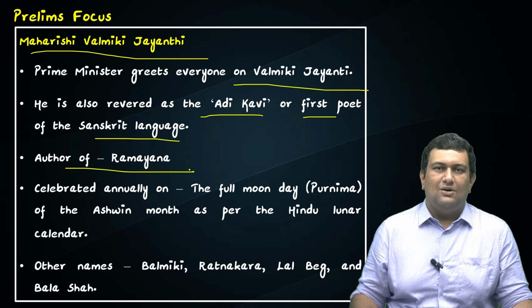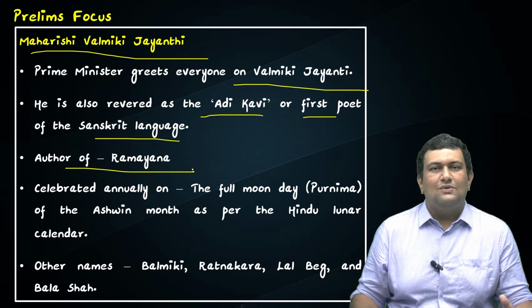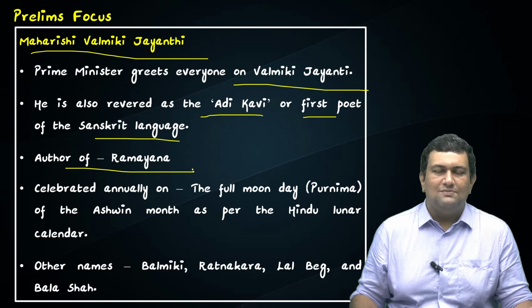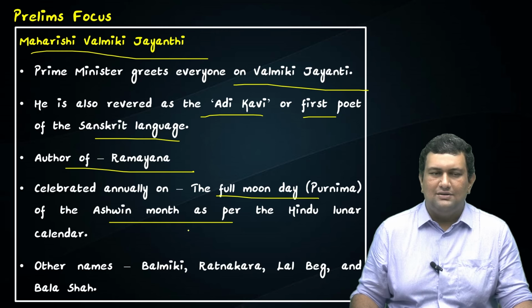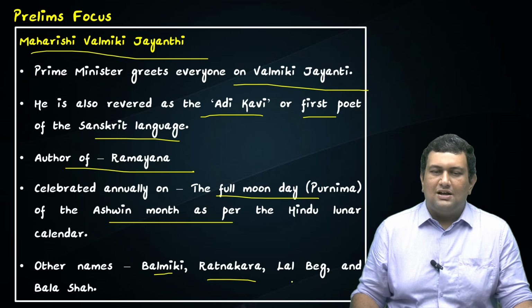So, there are many works such as Ramayana, Mahabharata, then you have Silapadigaram, you have Manimekalai, then you have Meghaduta, then you have Abhignana Shakuntalam, etc. On one side you will have these works, and on the other side you will have the authors' names, and we have to match them. So, these are possible ways the questions can be asked in prelims. So, next, it's celebrated annually on the full moon day, that is Purnima of the Ashwini month as per the Hindu calendar. And other names of Valmiki include Balmiki, Ratnakara, Lal Beg, and Balasha.